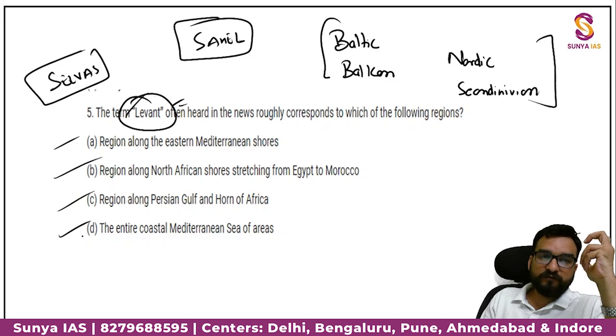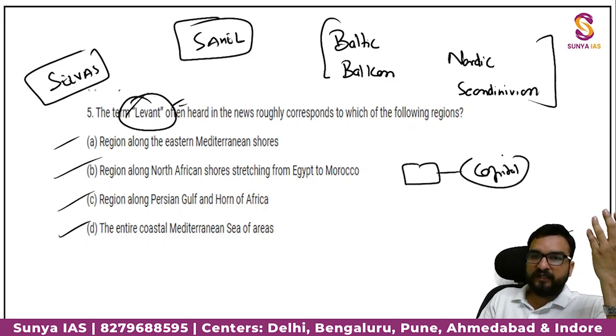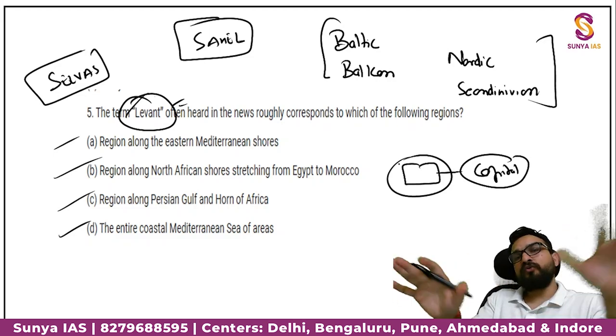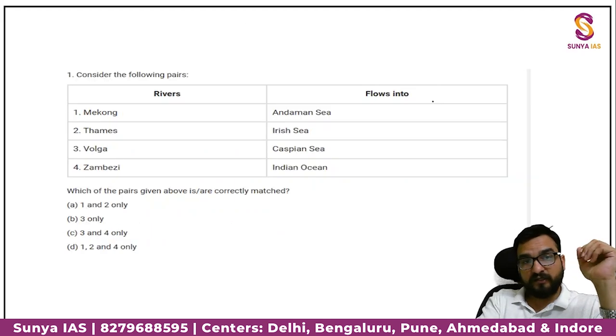See the nature of the question they are asking you. They will not ask you country and their capital. Ye to bahut choti cheez hai. They are understanding that this much you know. After that, what you know, we will ask it. Right? This is how they are asking.